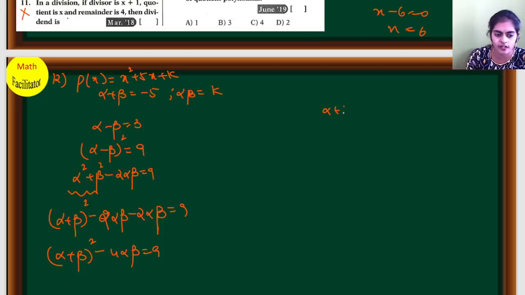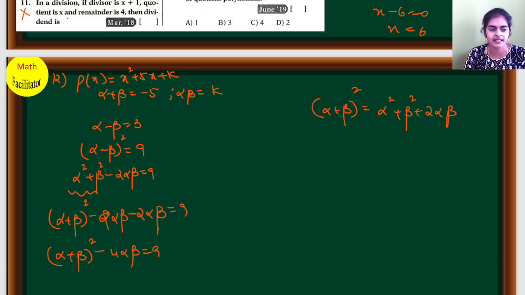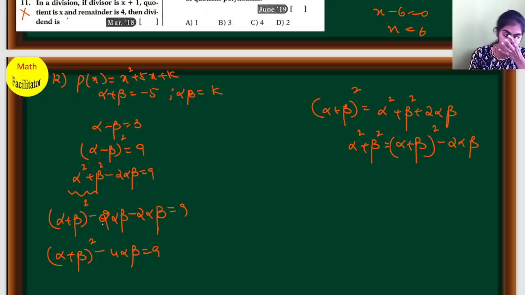See here, you already know, suppose if I take a plus b whole square, it is a square plus b square plus 2ab. Yes or no? I can write it this way. So if I want alpha square plus beta square, it is nothing but alpha plus beta whole square minus 2 alpha beta. That is what I substituted here. Already I have another 2 alpha beta, I wrote it here. Now this is the final step.